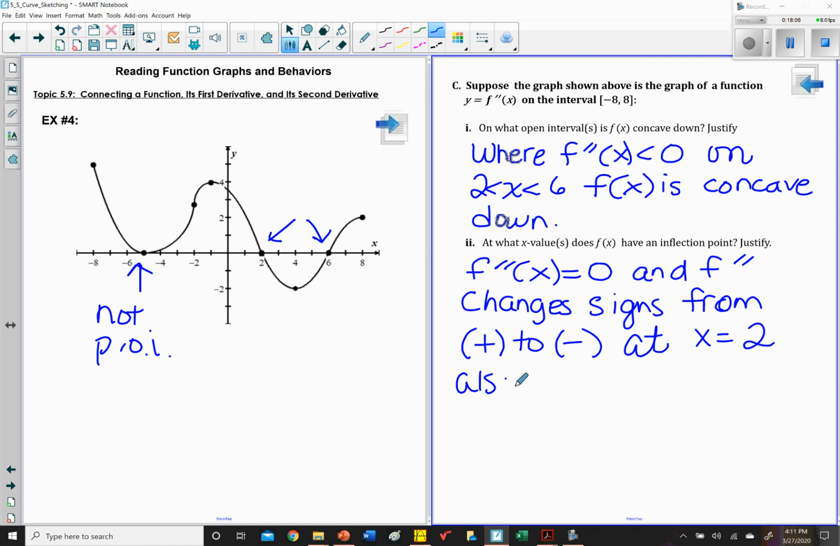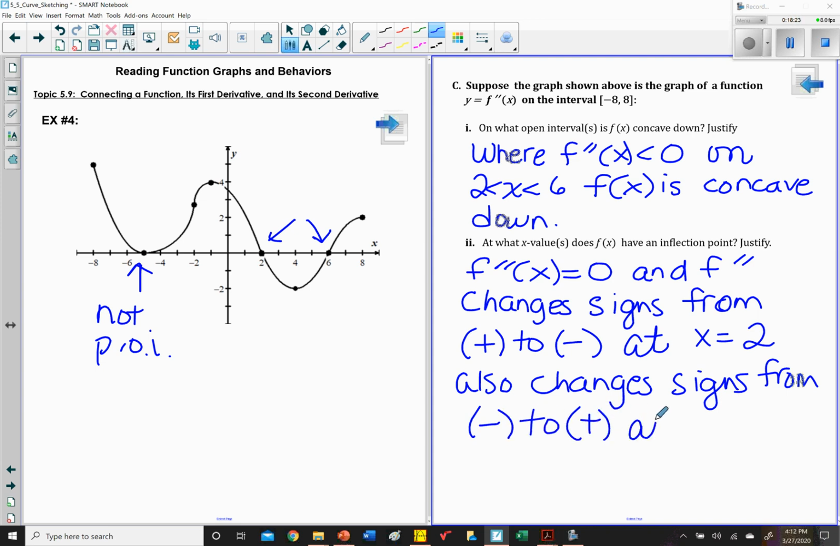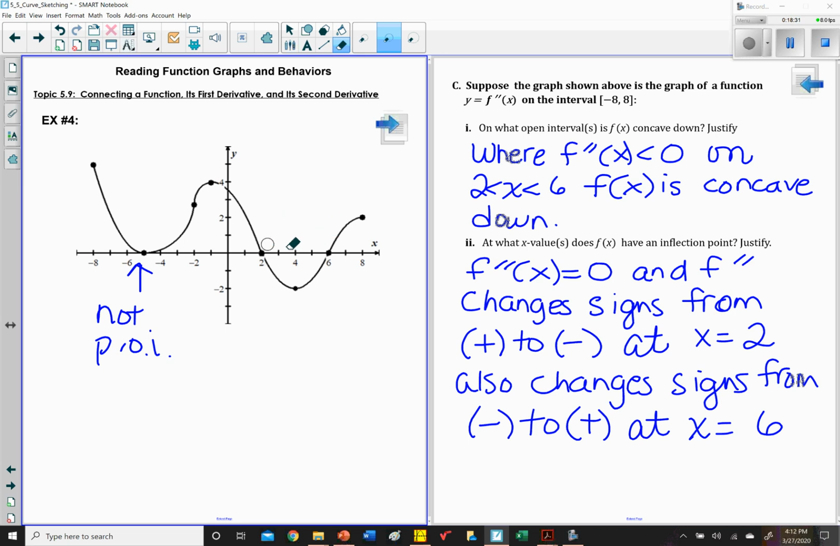And also when the second derivative changes signs from negative to positive, and it's 0 at x equals 6. Okay, so that was a big example. We covered everything. Just changing the vocabulary there.